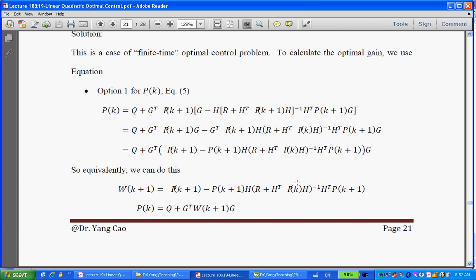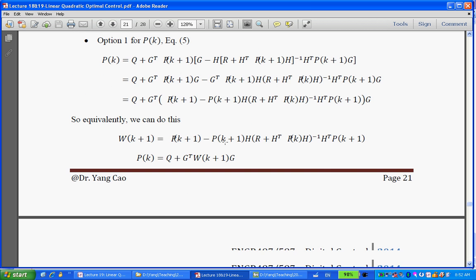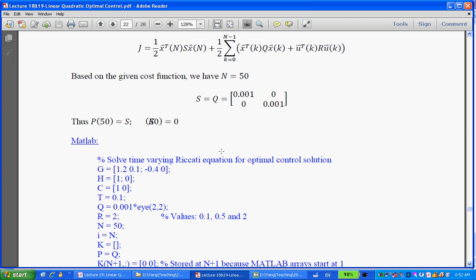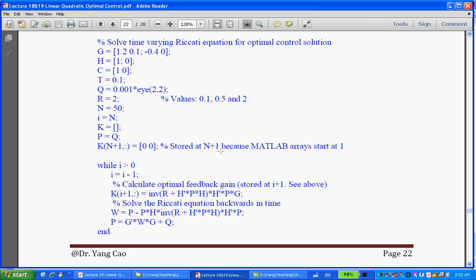So here's the formulation. Basically, same thing. The Riccati equation and the gain matrix, right? And if you look at the MATLAB code here, it's just 3 lines of code. So basically, that's the implementation of the discrete Riccati equation and the calculation of the gain matrix. It's the calculation of its inverse. Basically, it started from n equal to 50, and then goes backwards down to 0.